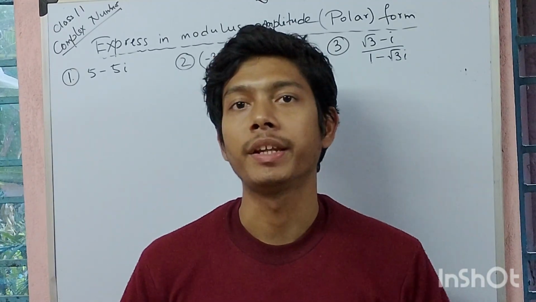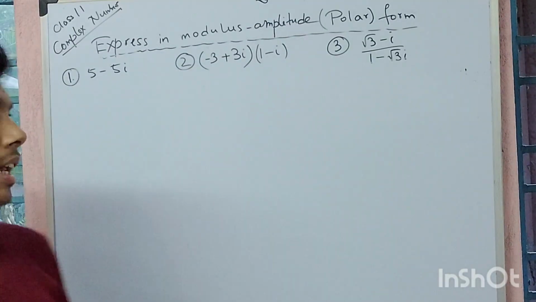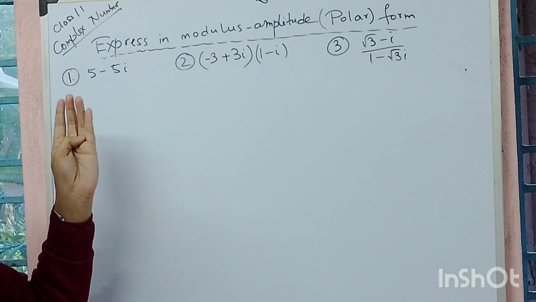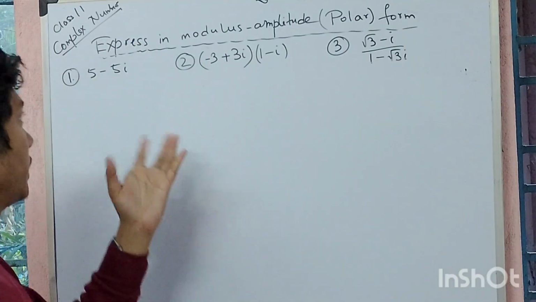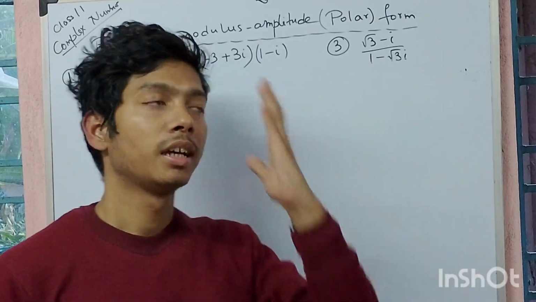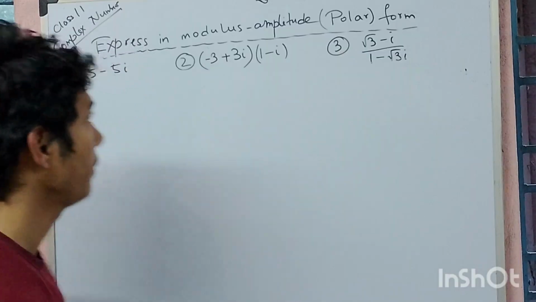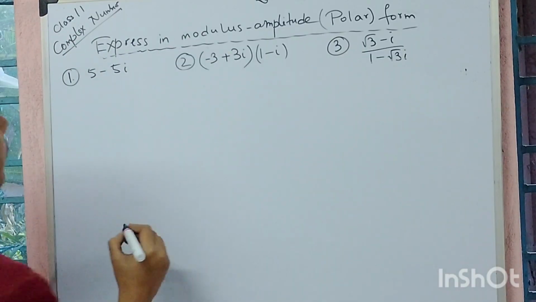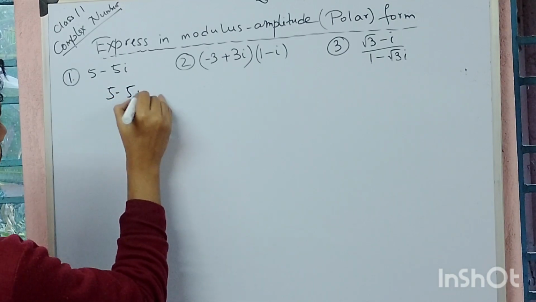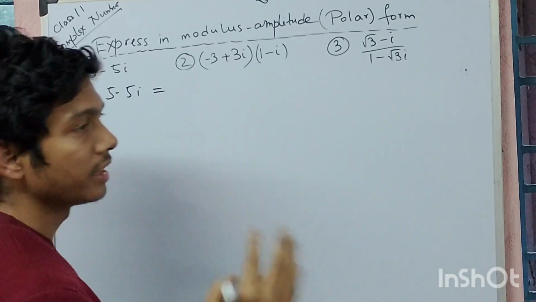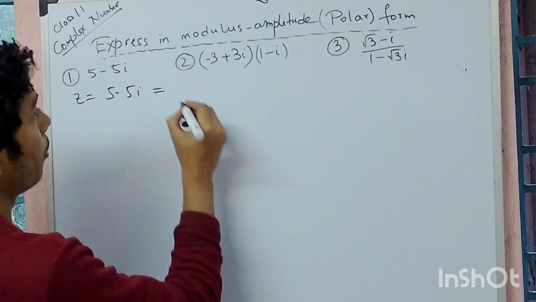Now I am going to solve a very important thing from a very important chapter of class 11, that is complex analysis, and my work is to find the modulus, amplitude, and polar form of these complex numbers. You can find the modulus, the amplitude, and the polar form all in one video. For the first one, 5 minus 5i, I have to write z in the polar form or modulus amplitude form.